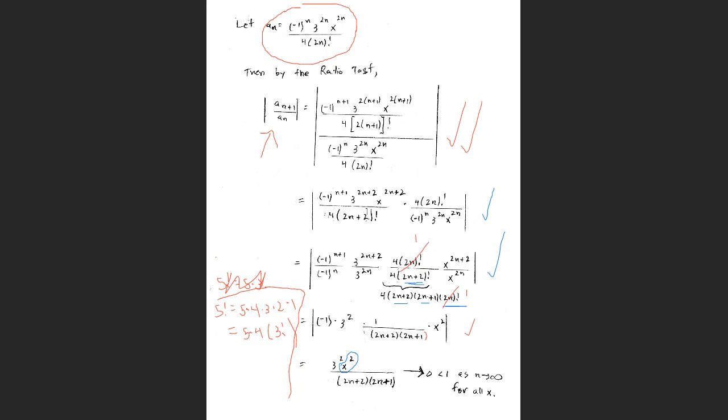So this ratio, the absolute value of the ratio of the n plus first term to the nth term, will approach 0 for all x, because even if x is very, very big, you square x, you're letting n go to infinity. So the denominator eventually, the 2n plus 2 times 2n plus 1, is going to get larger than the numerator, and in the limit, it's going to approach 0. And 0 is always less than 1. So for all x values, the absolute value of the ratio approaches 0, which is less than 1.